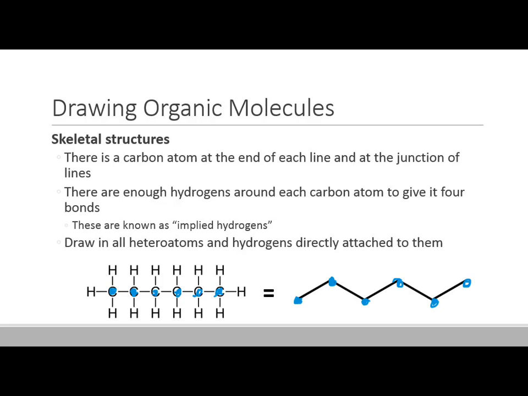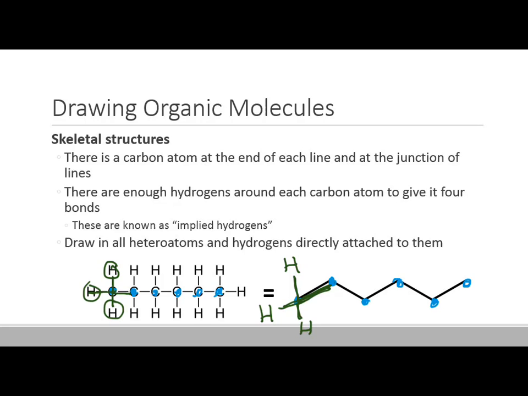Now the next thing that we are going to do is assume that there are always enough hydrogens around each carbon atom on our skeletal structure to give it exactly 4 bonds. We call these implied hydrogens. So for instance, this carbon here already has 1 bond attached to it, so it actually has 3 hydrogens attached, because that would give it a grand total of 1, 2, 3, 4 bonds. And sure enough, over here we have 4 bonds, and it's attached to 3 different hydrogens.